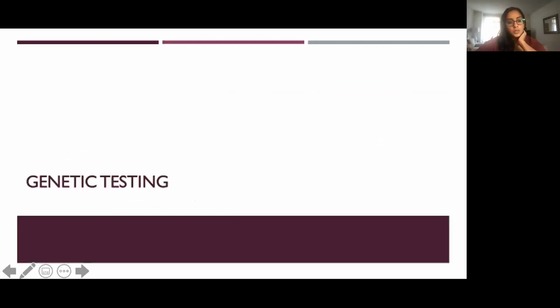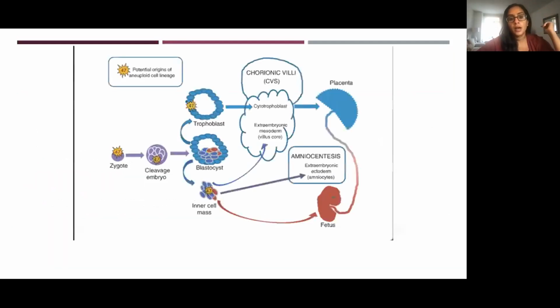So next, I just wanted to talk a little bit about genetic testing and the implications for what we do in the ultrasound unit. I thought this was a very nice figure that highlights what we're sampling with CVS versus what we're sampling with amniocentesis. Discrepancies in the karyotype between the placenta and the fetus can occur because the cells contributing to the chorionic villi differentiate separately and distinctly from those forming the embryo in early development.